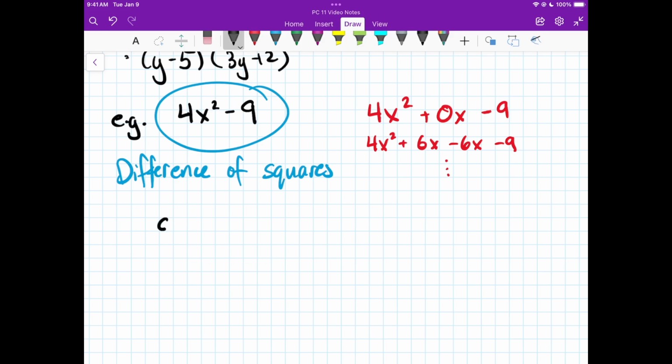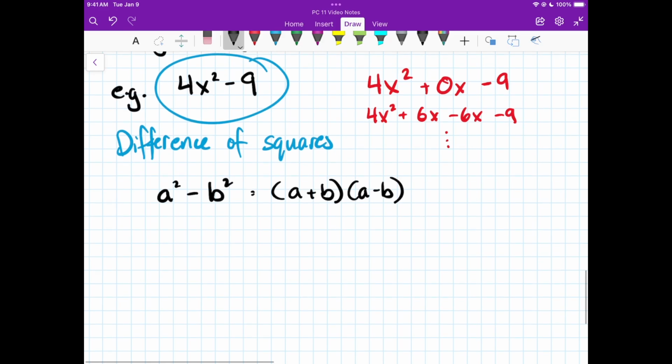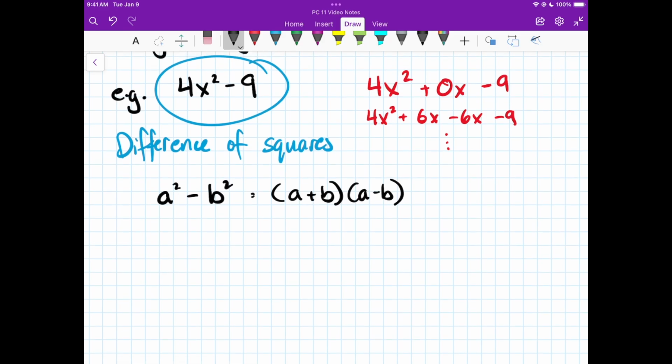So the way a difference of squares works, if you have any square minus a different square, right? Difference meaning subtraction and squares meaning squares. So a squared minus b squared. Those will always factor the same way, as a plus b times a minus b. So a and b being the square roots of your terms.